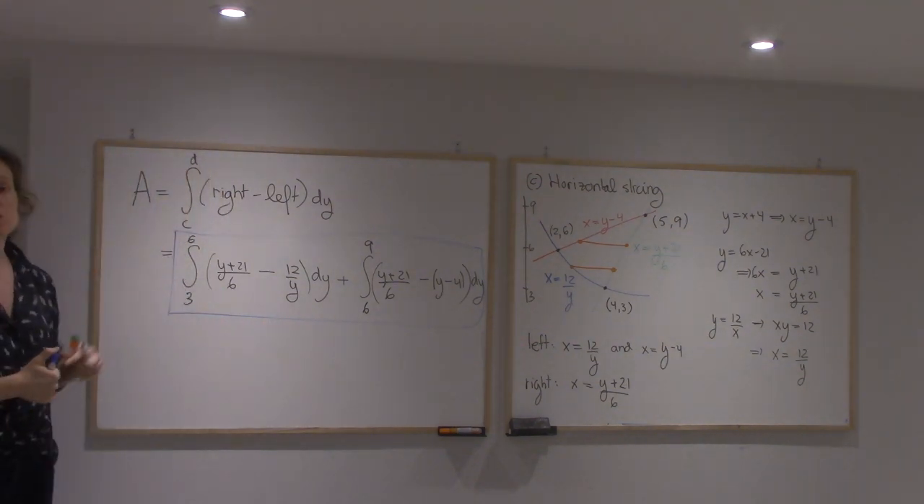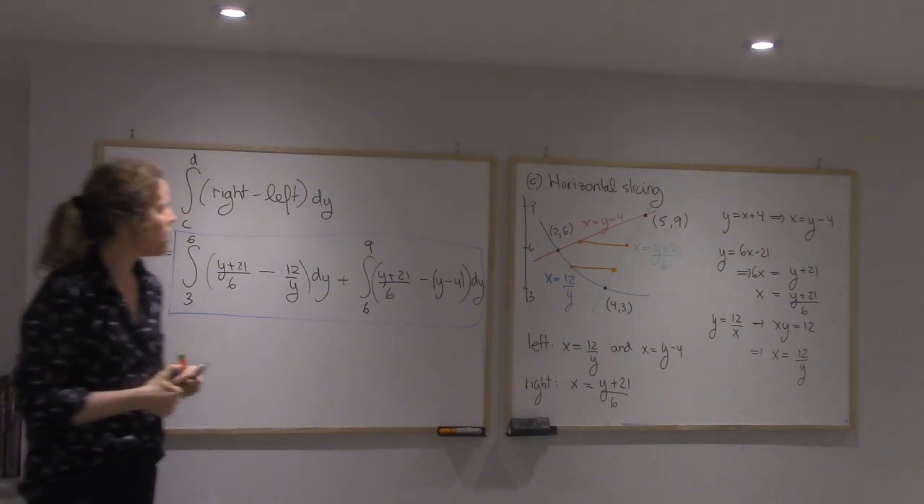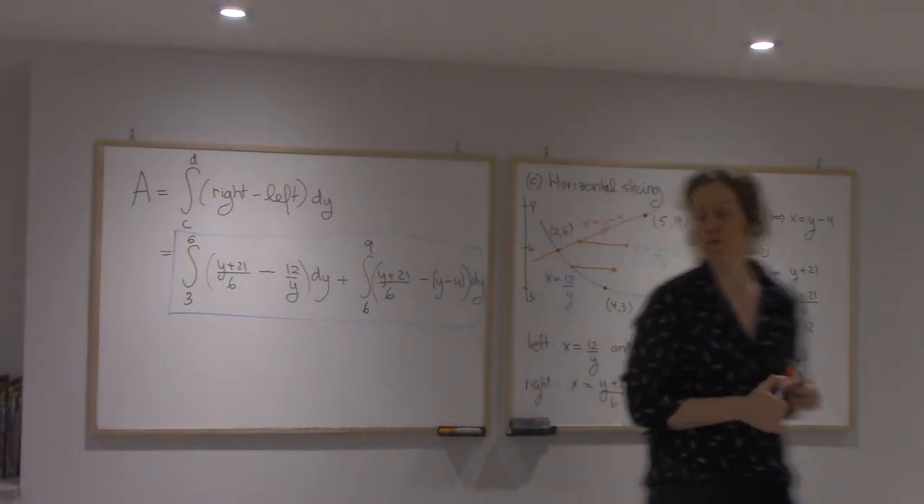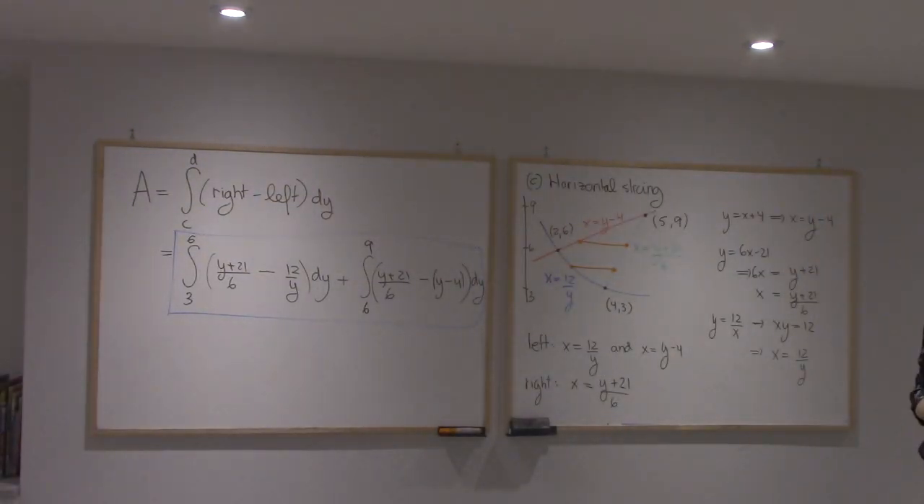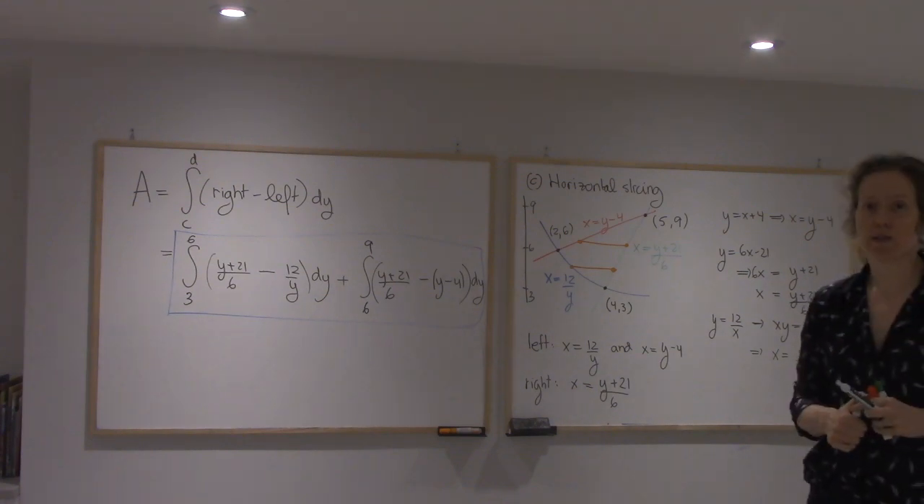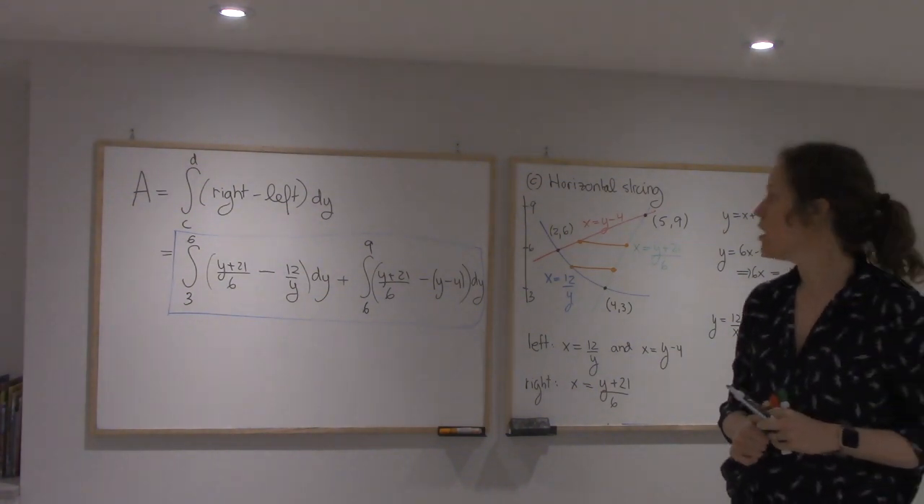All right, so this integral will give you the area of the same region as the first two. But now we're using y as our variable, we're using horizontal slicing instead of vertical slicing.